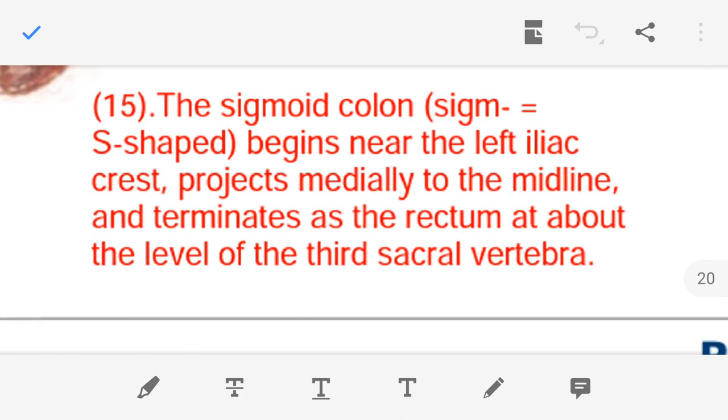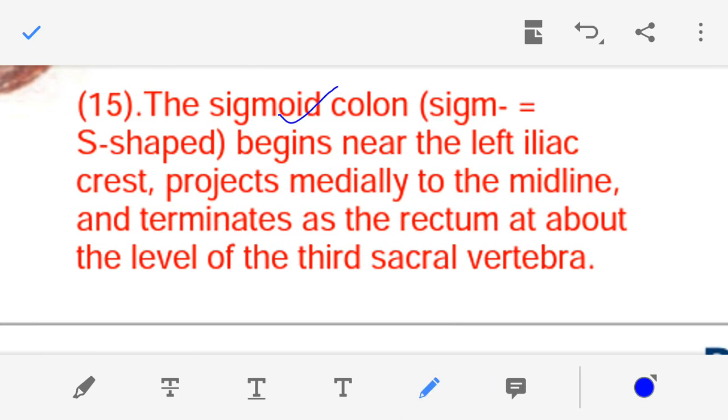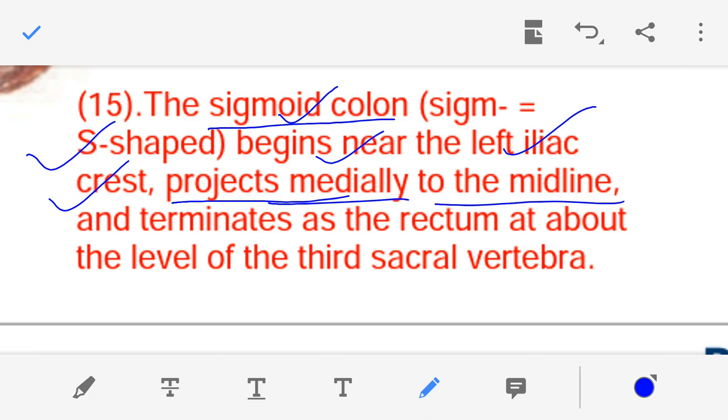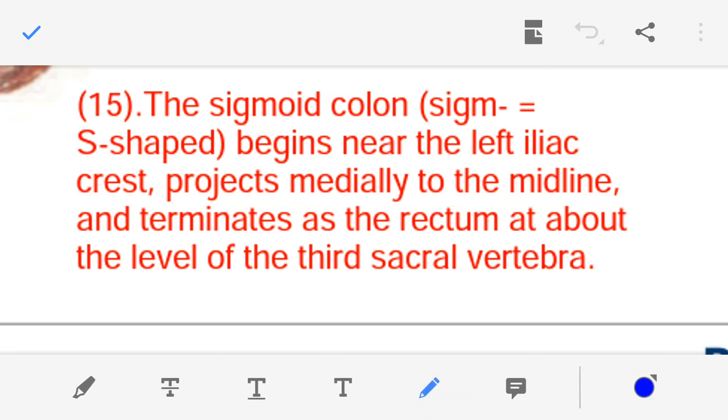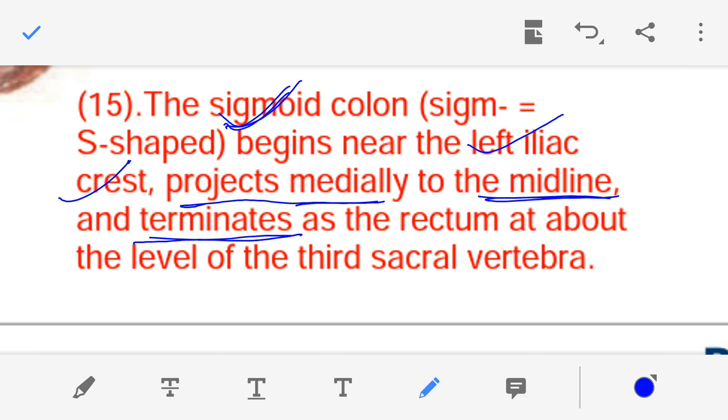So the sigmoid colon is S shaped. It begins near the left iliac crest, where this sigmoid colon is extending. So it projects medially to the midline. Midline means the longitudinal axis which is present in the middle of our body. So this sigmoid colon begins near the left iliac crest and is extended medially to the midline. Then this sigmoid colon is ending, terminating as the rectum.